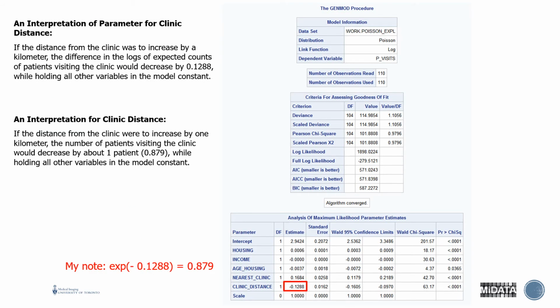All right, so what do we get when we run this code? First and foremost, we just confirm the model information. We're using Poisson with a log link. Perfect. We have 110 observations. That's always a good thing to check.